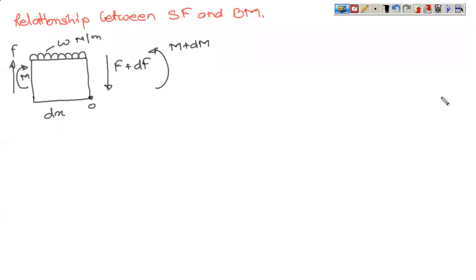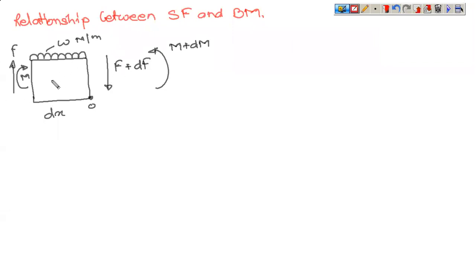Now let us see the relationship between shear force and bending moment. So what we have done is we have taken a small segment or a small portion of a beam of length dx. Let it carry some load of magnitude W Newton per meter. On both the ends of the beam, now the length of the beam is only dx. It is an infinitely small length. So here, let us say you have a shear force of magnitude F, and on the other side it is balanced by an equal and opposite shear force.